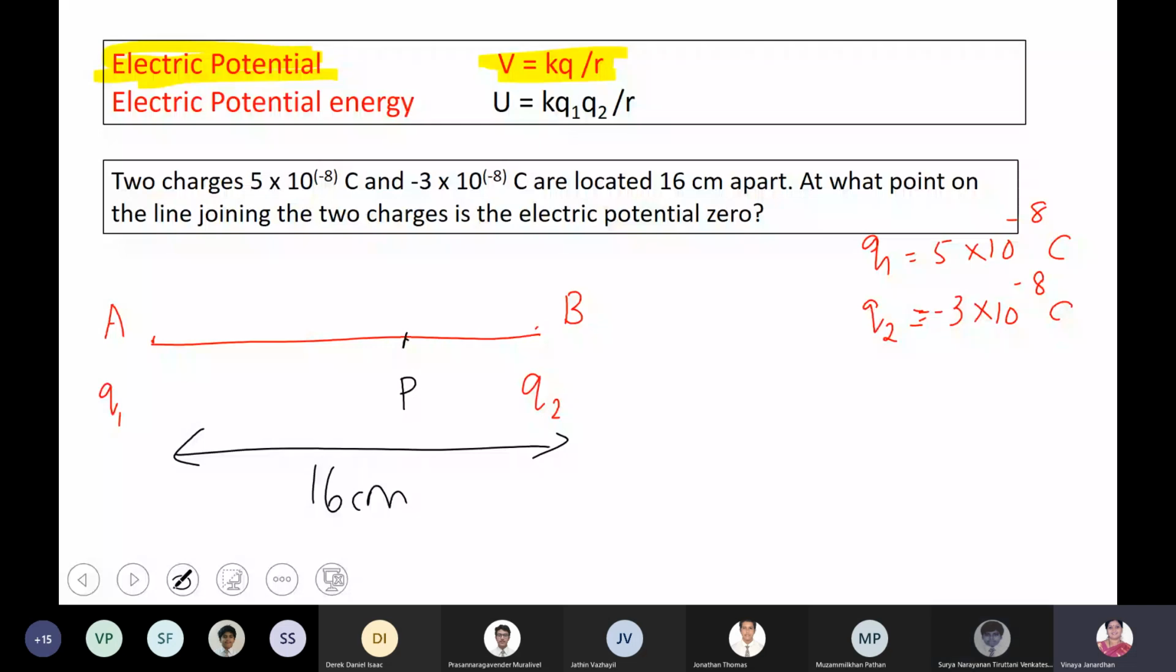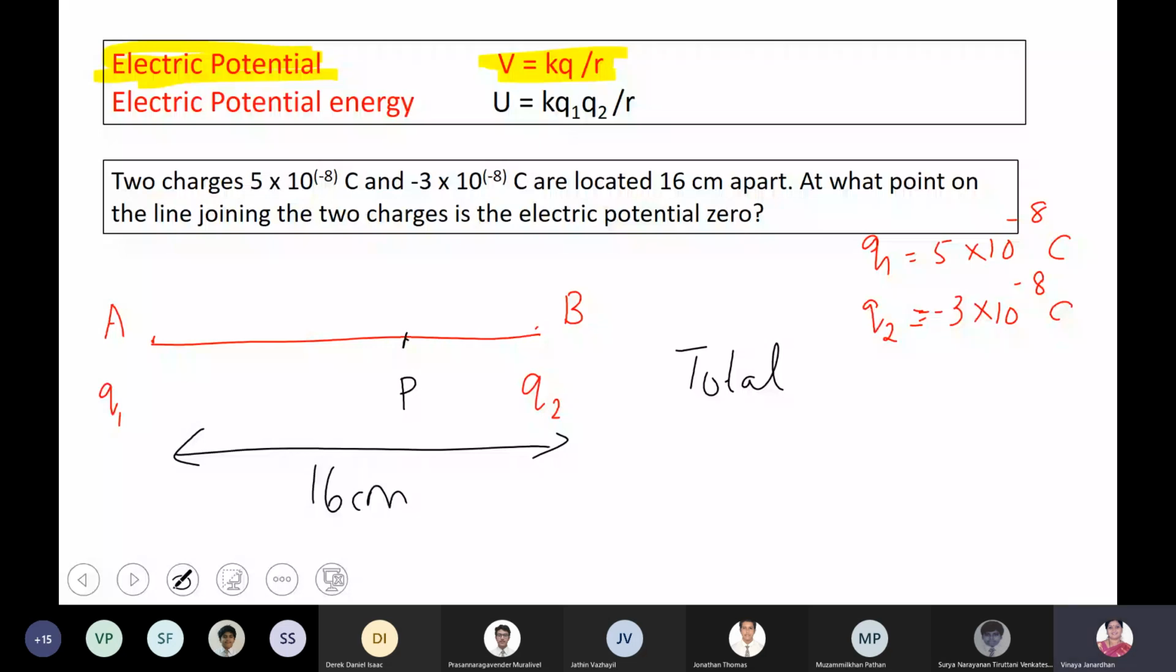So boys, this electric potential is a scalar quantity. It is not a vector quantity. So work done, right? Is that clear, boys? Clear. So now what do you have? What is the total potential at P? Total electric potential at P.